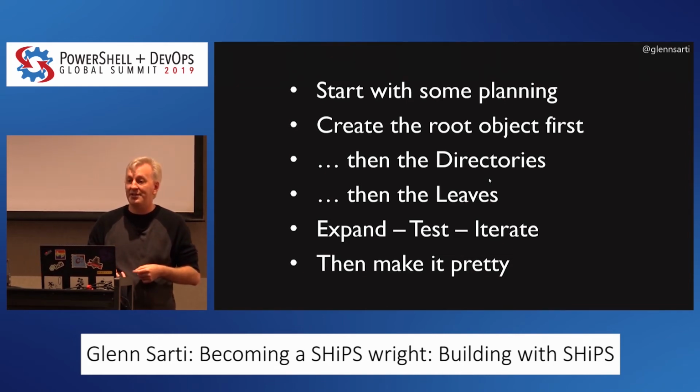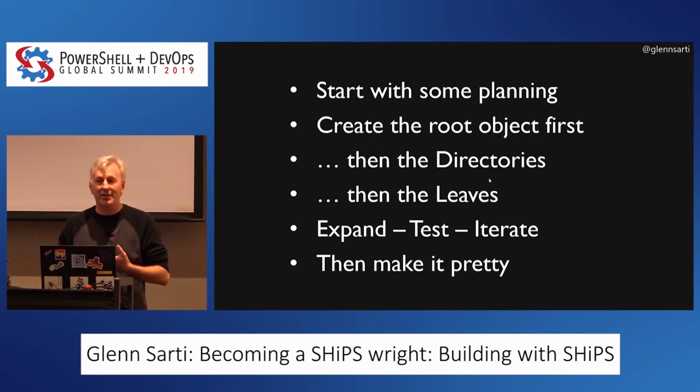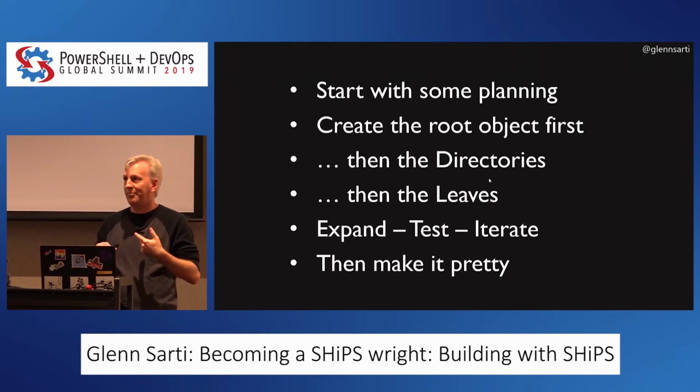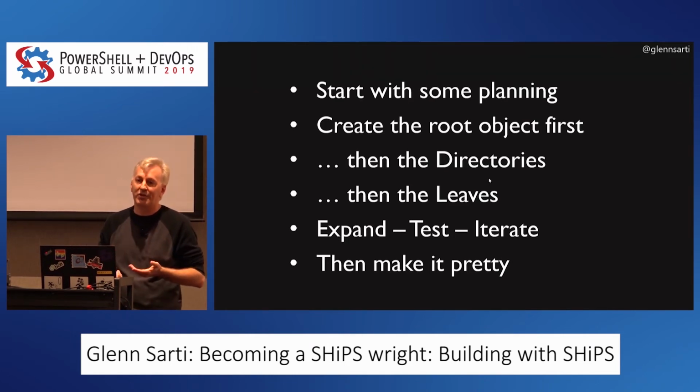Create the root object first, then create the directories, then create the leaves. Do not try to do them all at once. A process that I found really useful was just make a small change, try that, make a small change, try that. It really helps you not be overwhelmed with trying to do an entire SHiPS module at once. And lastly, don't worry about making it pretty at the beginning. Get it working first, then make it pretty.